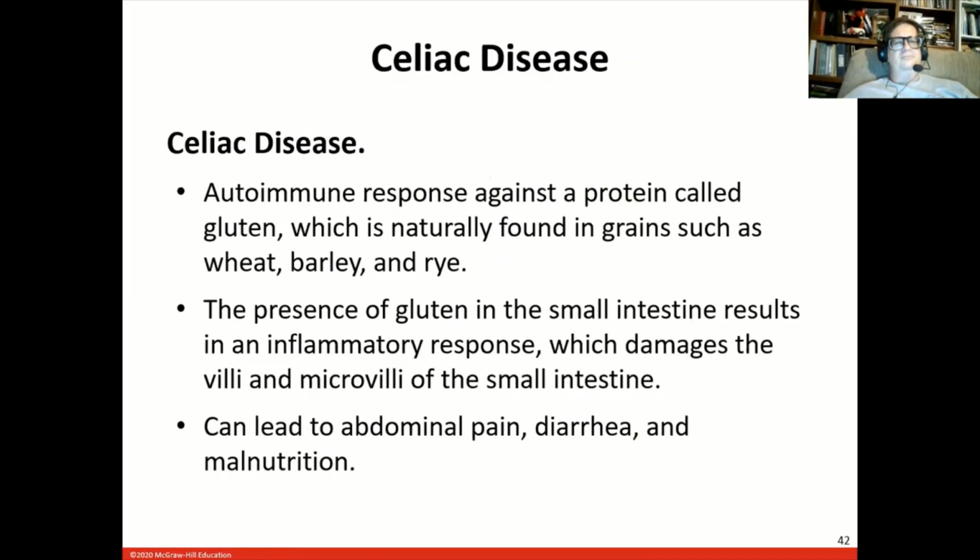So let's move on. Celiac disease. It's an autoimmune disorder. Your immune system goes crazy. There is an immune response to a protein called gluten. Now, that gluten is normally found in wheat, barley, rye. Having gluten in the small intestine, normally it's fine, but if you have celiac, then you're going to get an inflammation response. It'll damage the absorption surfaces, the villi, the microvilli in the small intestine. This will cause pain, diarrhea, malnutrition.